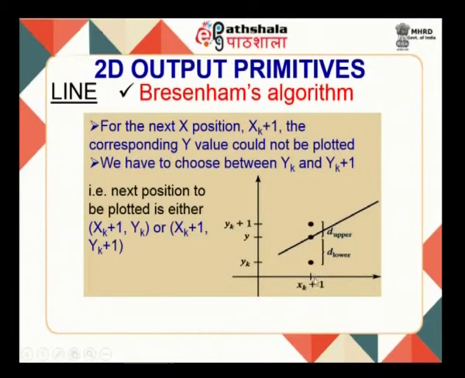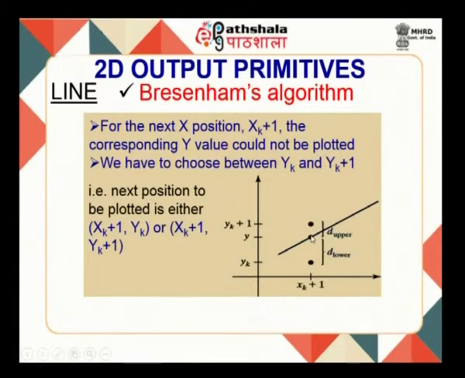So, even if we compute using some point slope form, that y value is somewhere between the two integer positions, and we cannot actually plot this point. This is what is called the theoretical position. So, here y indicates the theoretical y coordinate which cannot be plotted on the monitor. So, we have to choose either y k plus 1, the upper pixel, or the lower pixel.